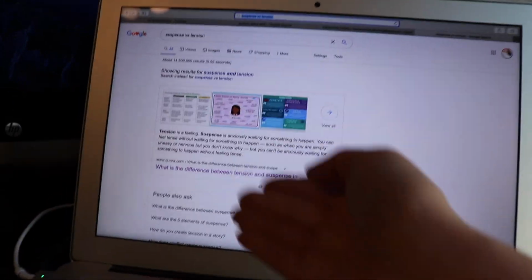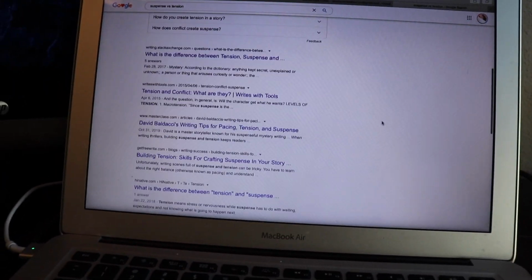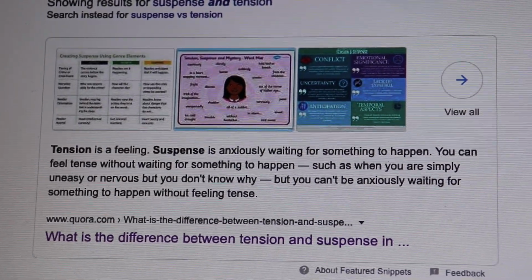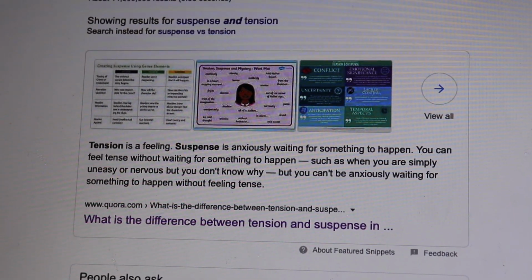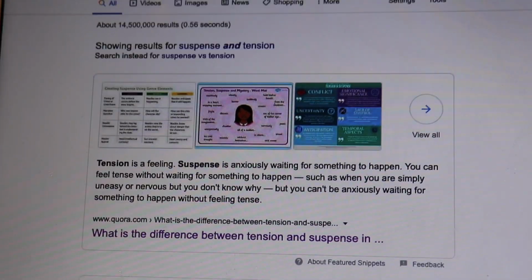So, I did what I did best and Googled. Suspense versus tension. You can see I've already looked at some of these resources. Tension is a feeling, suspense is anxiously waiting for something to happen. Okay, here's the thing, Cora. Don't you feel something when you're anxious? Or is suspense what the reader's going through and the tension's what the character's going through?